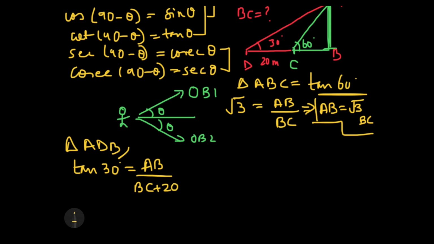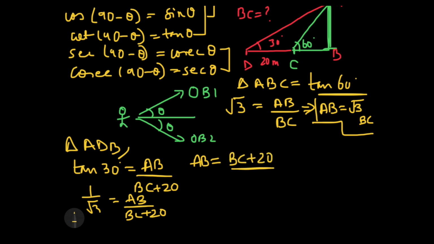Now, how can I simplify this? I know that tan 30 degree is equal to 1 by root 3, correct? And this value will be AB by BC plus 20. Now, can I find out the value of AB from here again? Yes, I can. AB will come out to be BC plus 20 whole divided by root 3. Now, this is one value and this is another value. So, how can we use them simultaneously? We can say that BC plus 20 by root 3 is equal to root 3 times BC.